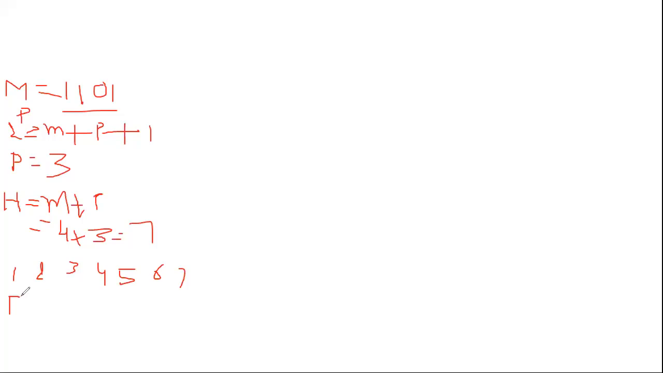2 power 0 means 1, so P1 is placed here. 2 power 1 means 2, so the second parity bit is placed here. 2 power 2 means 4, that's why the third parity bit is placed here. This will be the third parity bit, or P4, whatever it may be. So we are calculating these parity bits. What is the message bit? 1101. So that will be placed here: 1, 1, 0, 1.